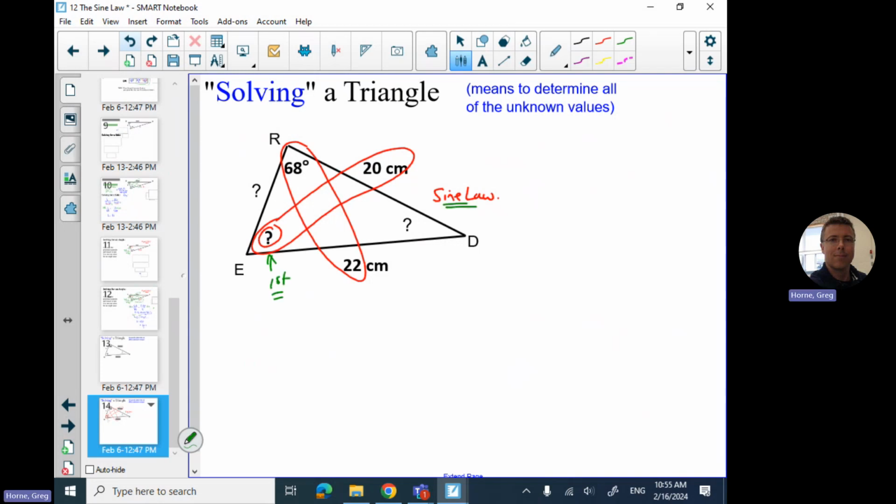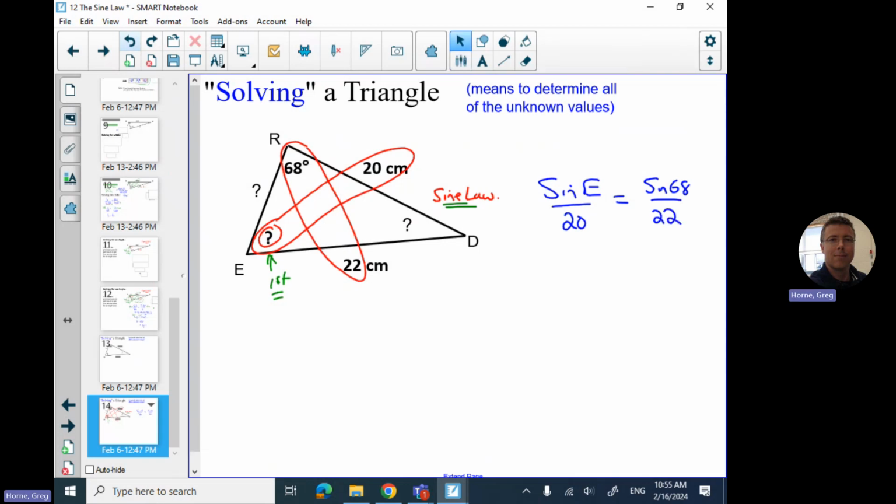Right? So if we're looking for angle E, you're going to start with angle E. You're going to say sine of E, and you're going to fill in the rest of a sine law pattern. So sine of E over 20 is going to equal another sine of an angle over an opposite side, which is sine of 68 over 22.